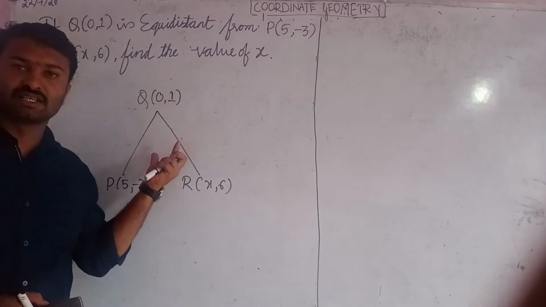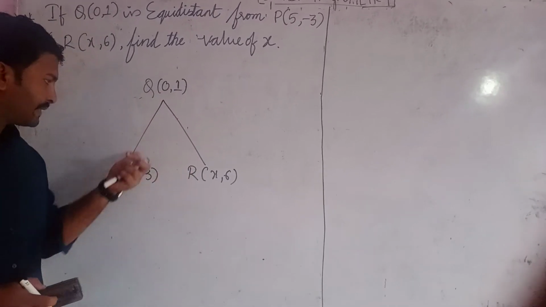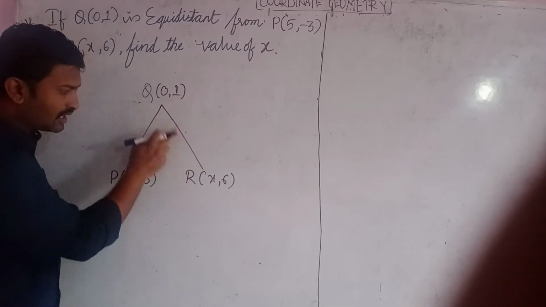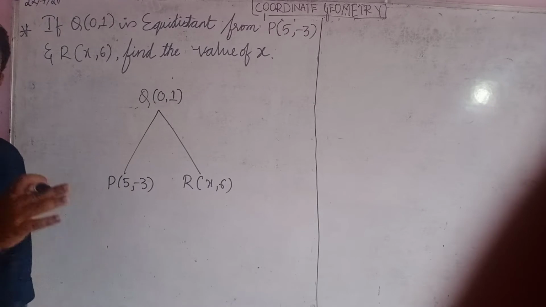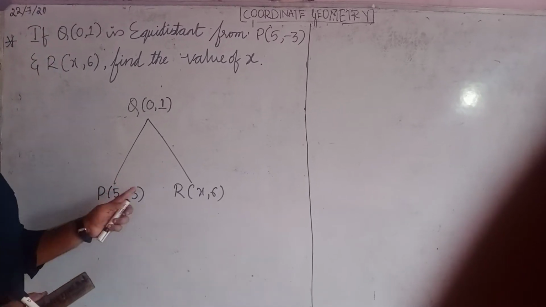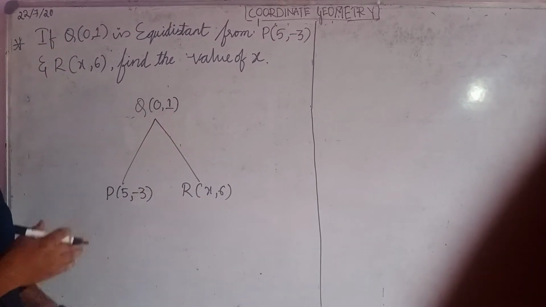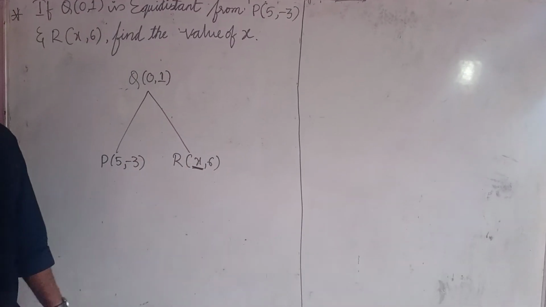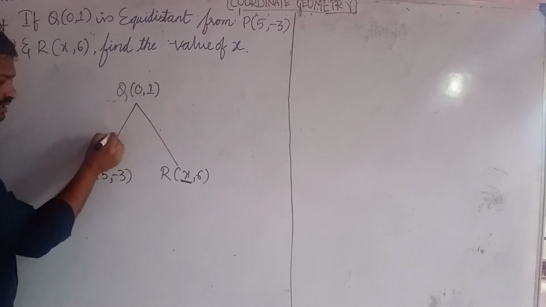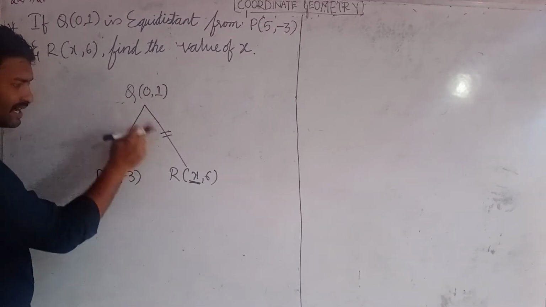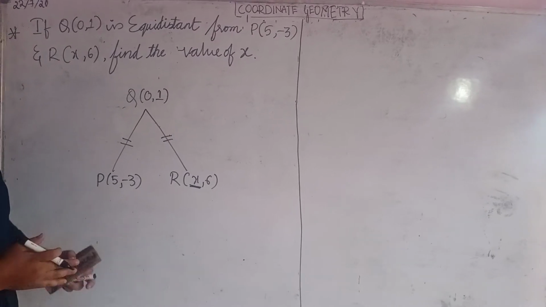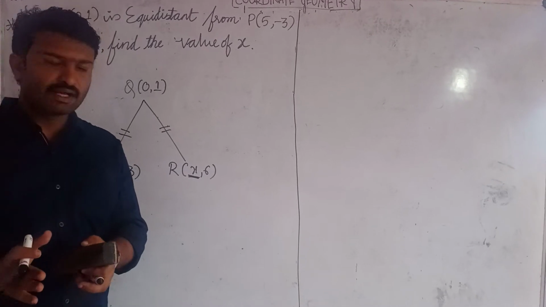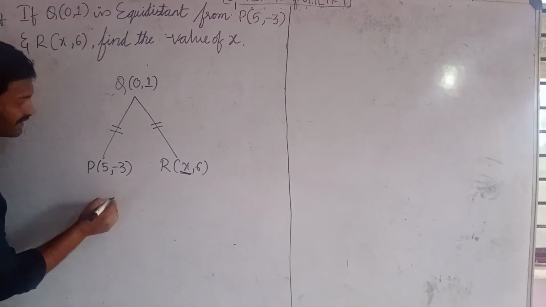This point Q has equal distance from P and R. For example, from here to here is 10 meters, and from here to here is also 10 meters, meaning Q is equidistant from P and R. Then what do we have to find out? We have to find the value of x. Since the point is equidistant, the two lengths are equal. Then with the help of the distance formula, we'll find out the value of x.